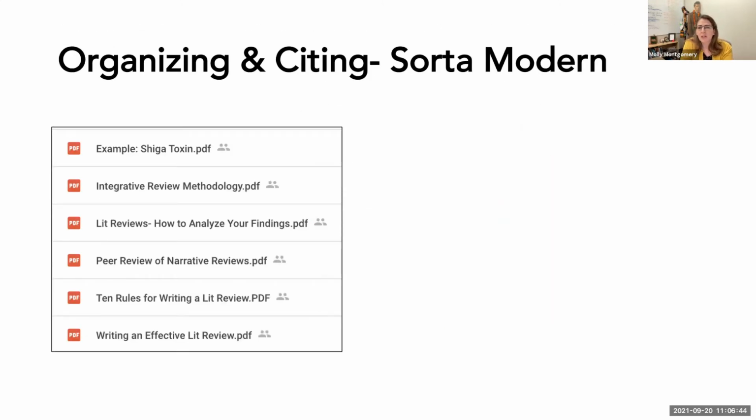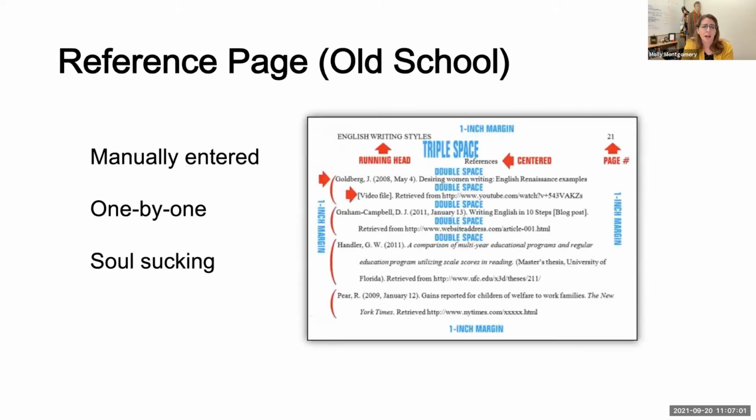So a modern take on organizing and citing is like this, where maybe you have a bunch of PDFs in a file somewhere. This is just an example of a Google file that I have. I put a bunch of PDFs in there and it worked okay. I can organize them and I can find them.